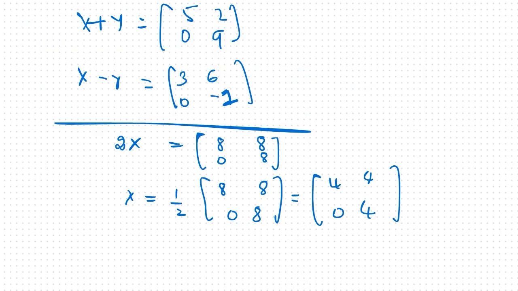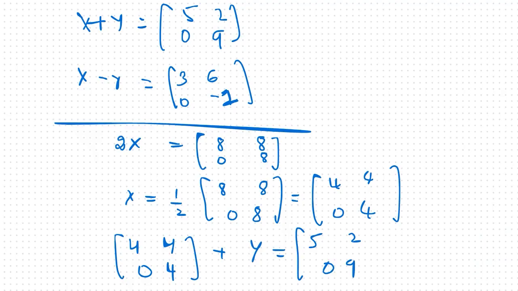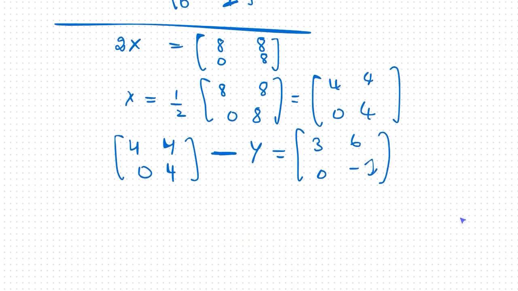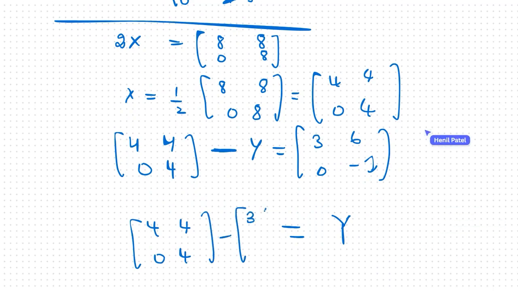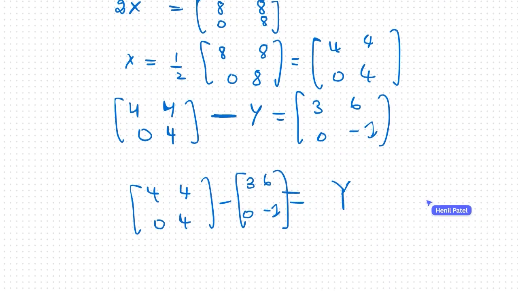So we'll take x minus 3 6 0 negative 1, plus y is equal to 5 2 0 9. Let's say 3 6 0 9, negative 1. We'll take y to the other side. If you take y to the other side, the signs will change, like this: minus 3 6 0 negative 1. What will the answer for y be?